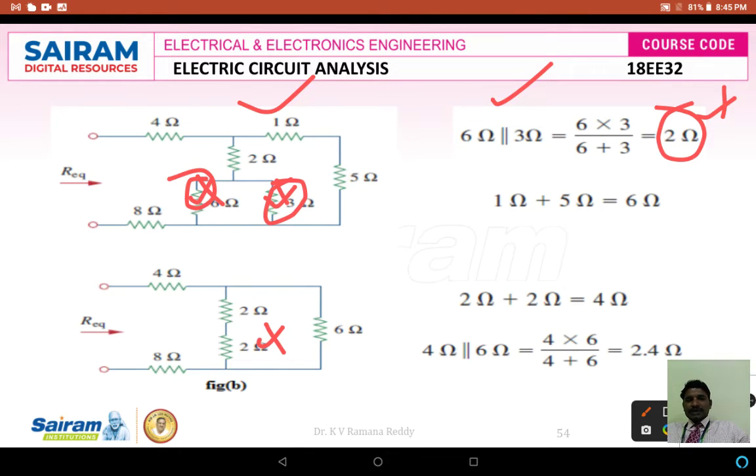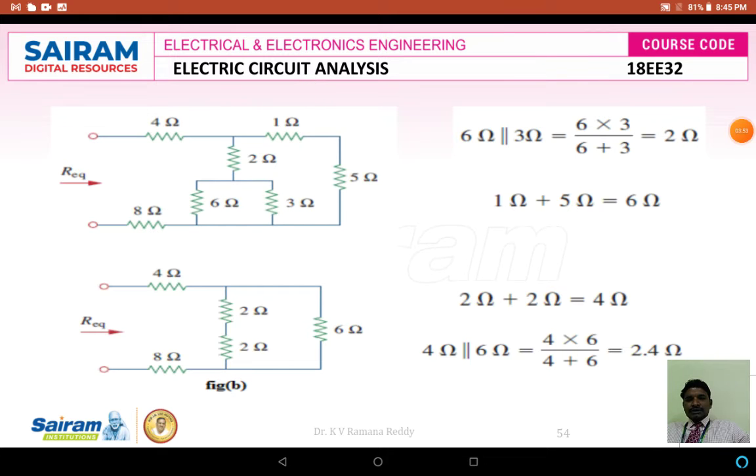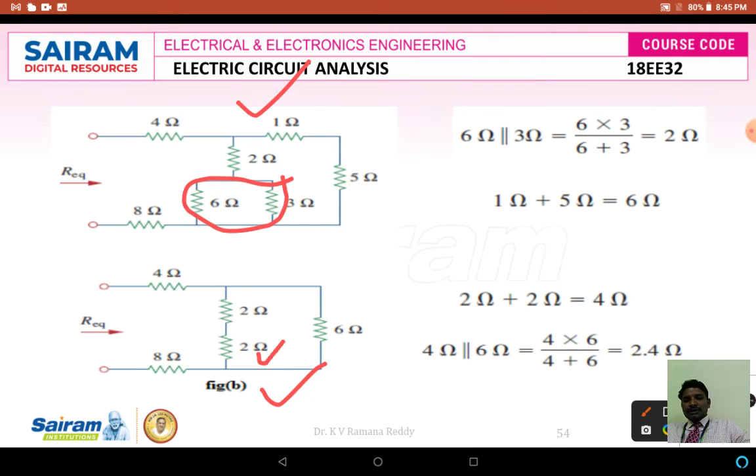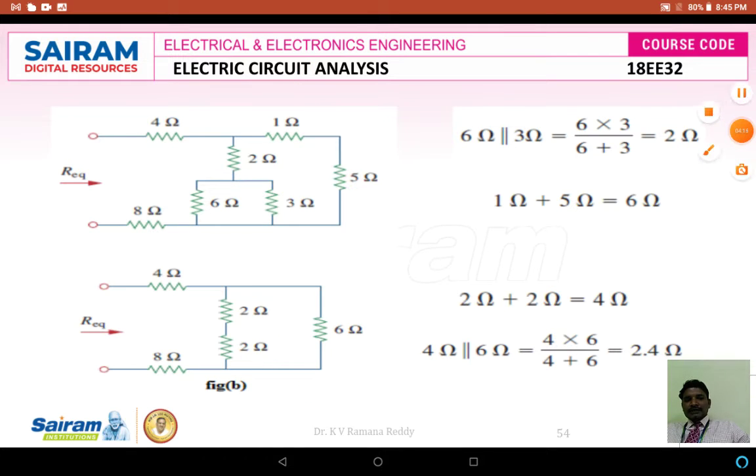Now I have reduced the complexity of the circuit from the given circuit, figure A, to figure B. These two resistors which are connected in parallel, that complexity I have reduced into a single resistor of 2 ohms. Now apart from this one in figure A, is there any other difficulty? There is one more: the relation between 1 and 5 ohms. Those two are connected in series.